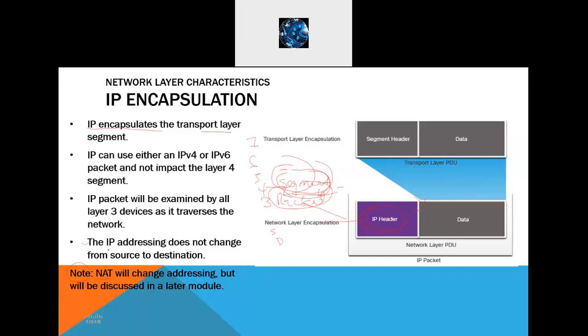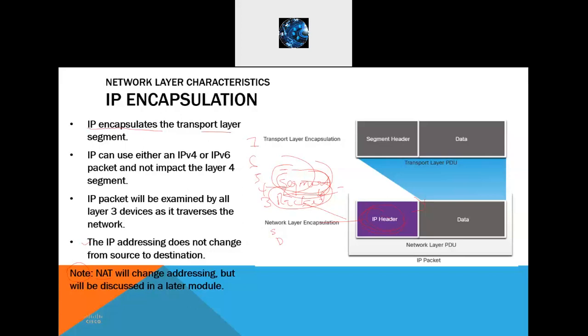The IP addressing does not change from source to destination. What is the meaning of that? If we put on the packet, or insert on the packet, that this is for B, it does not matter how many routers that message passes through. The source IP address and destination IP address will not change.